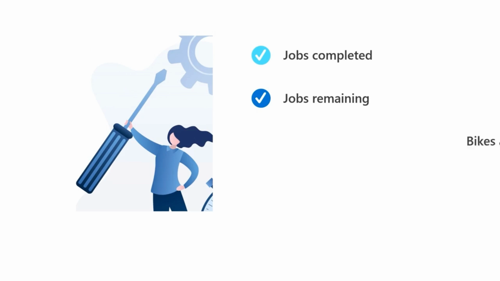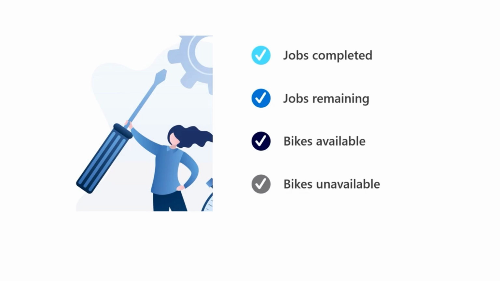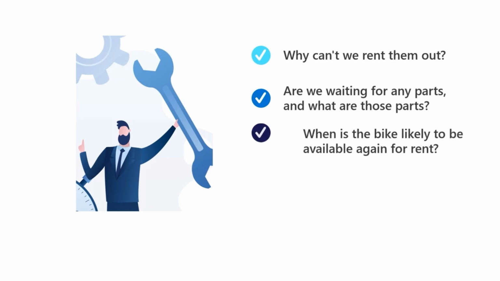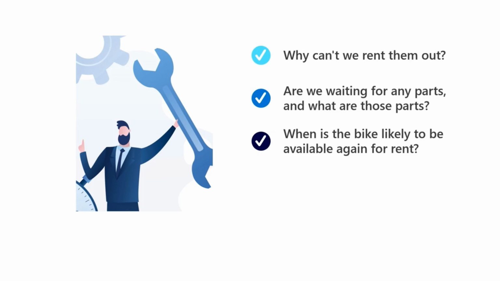You want to build a system that governs the maintenance and repair process and allows everyone to find answers to the following questions. What jobs have been completed on a bike? What jobs remain to be completed before the bike can be rented out again? Which bikes are currently available to rent and which bikes are currently unavailable to rent? And for each bike that is unavailable, you need to know, why can't we rent them out? Are we waiting for any parts and what are those parts? And when is the bike likely to be available again for rent?